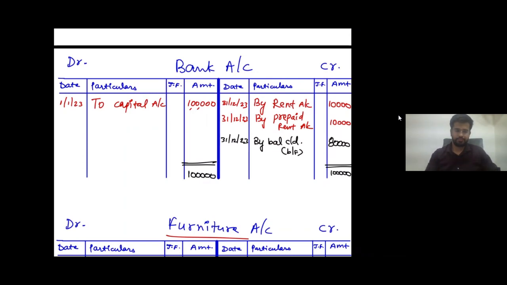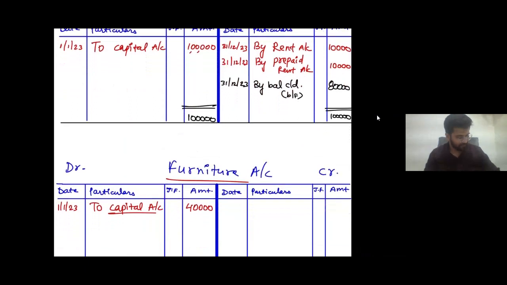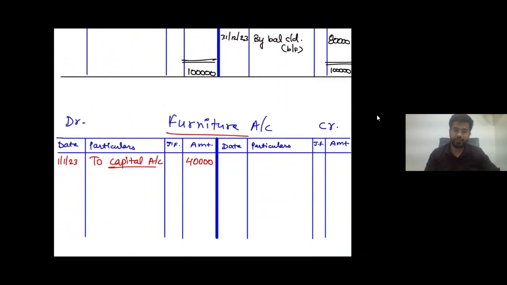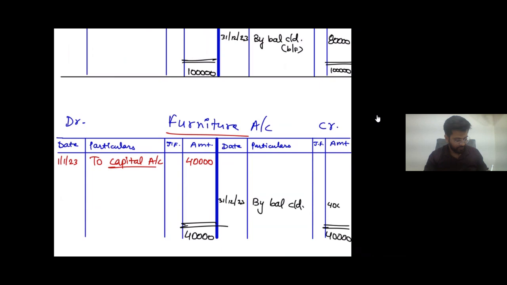Am I clear, everyone? Any doubt? No. Okay, great. Moving on. Then we have our furniture. Let's see what we do with furniture. We have only a debit side of 40,000. Nothing on the credit. So the total would obviously be 40,000. And on 31st of December 23, we will do by balance carried down, that is 40,000 rupees.